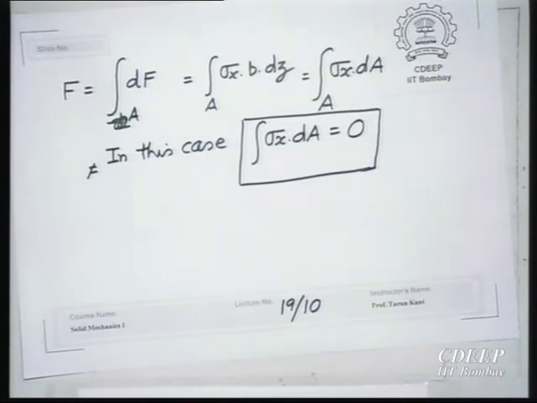Is it okay? Yes, it has to be 0. There is no net axial thrust acting on the cross section. We are integrating over the entire area from bottom to top, from minus h by 2 to plus h by 2, but yes, from bottom to top.